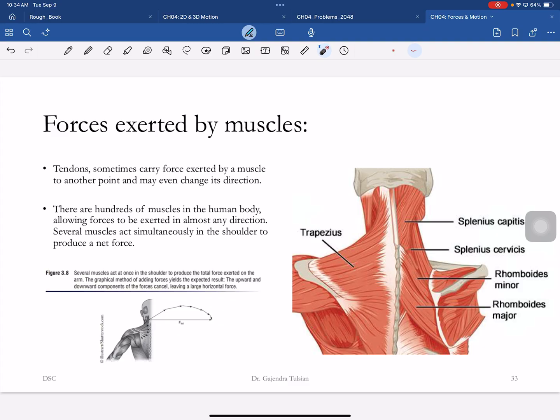Ranges of motion, different movements. What's that? So you're barking up the right tree. You have lots of muscles because then you can apply a force in any direction. Okay, so now let's see this.